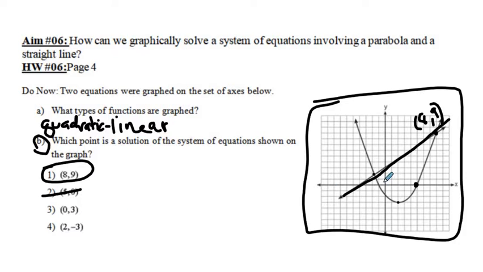(0, 3). Now that is going to be on the straight line, but since it is not also on the parabola, that can't be a solution. And then (2, -3). 1, 2, and -3. That's just the vertex.